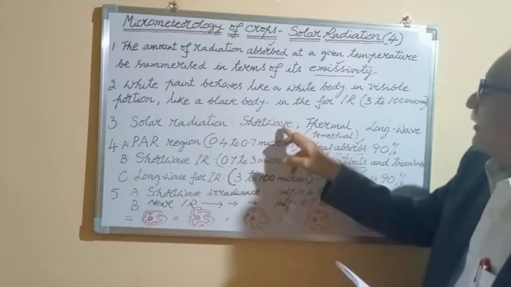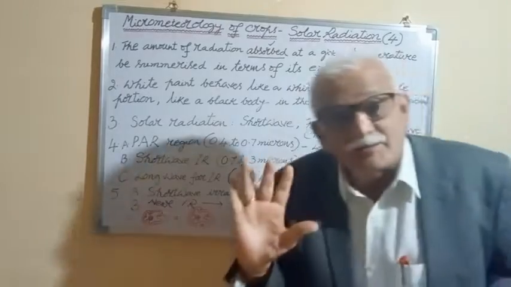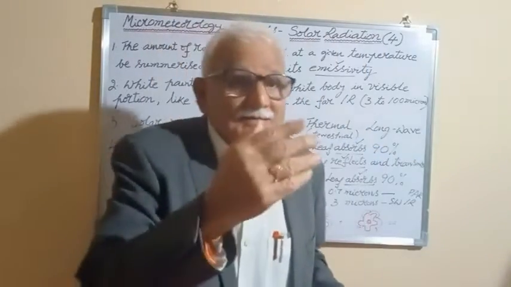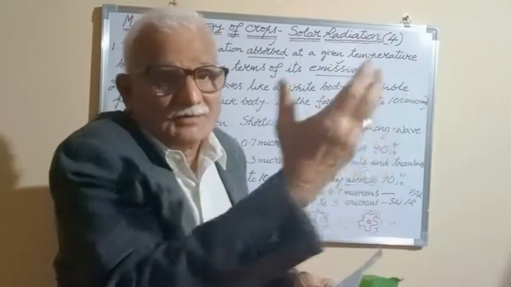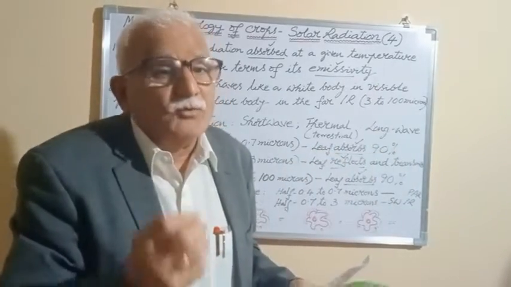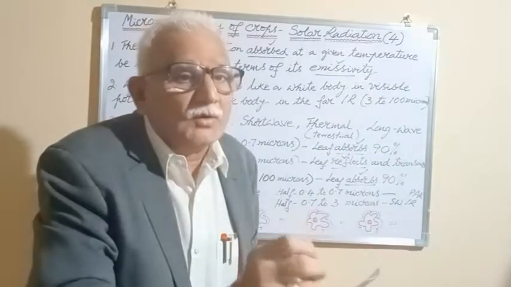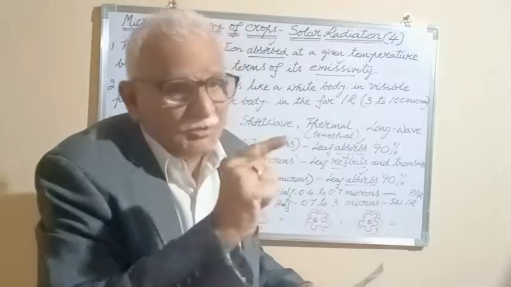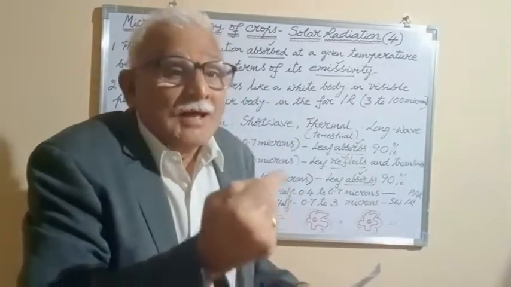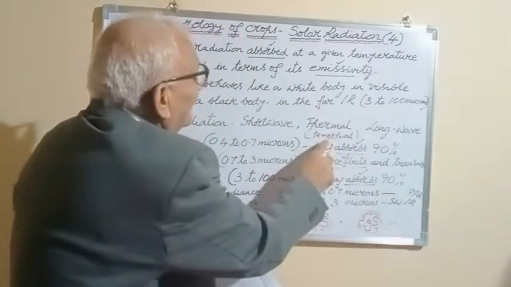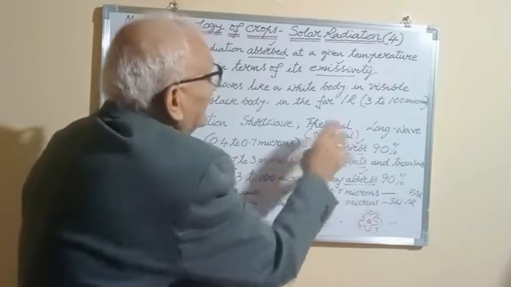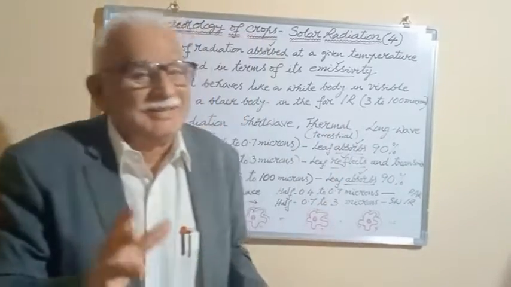Solar radiation, usually for agricultural meteorological purposes, presume that the sun is there. The radiant energy that is coming from the sun, we usually call it shortwave radiation, even though long wave radiation is there in it. However, the terrestrial radiation, otherwise thermal radiation, we call long wave radiation.